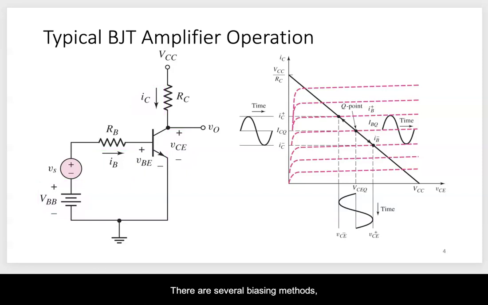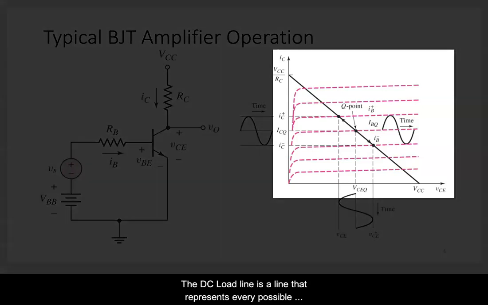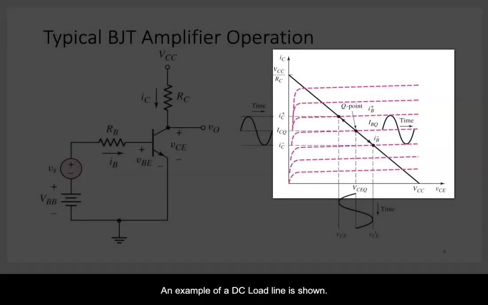There are several biasing methods, each to achieve different results. Because the common emitter is the easiest BJT configuration, here we will discuss the DC load line and related biasing effects using the common emitter configuration. The DC load line is a line that represents every possible combination of IC and VCE for a given amplifier. An example of a DC load line is shown here.